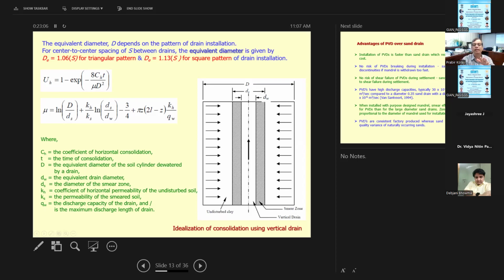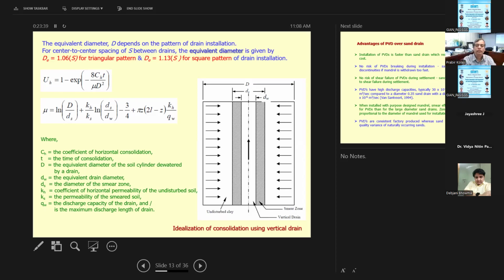There are a few things you need to consider based on this figure. DS is the diameter including the smear zone. D is the total diameter, and all of this is the equivalent diameter. DW is the equivalent drain diameter. DS is the diameter of the smear zone. KH is the coefficient of horizontal permeability. KS is the coefficient of permeability of the smeared soil. Based on these values, you can easily calculate the discharge capacity or DW. If you know the discharge capacity, then you can calculate how many PVDs you need to install.